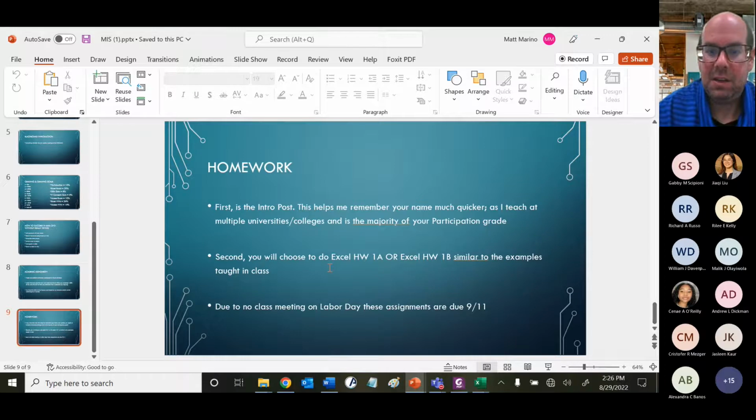Then for the Excel homework 1, you either choose homework 1A or homework 1B. Like I said, it's similar to the examples in class. And because there is no course meeting next Monday due to the university being closed for Labor Day, the assignments will be due Sunday, September 11th.